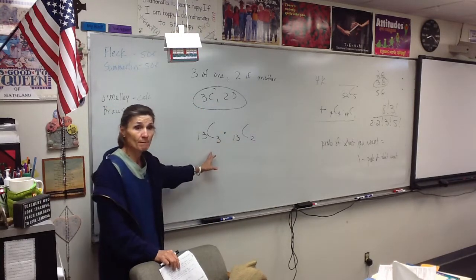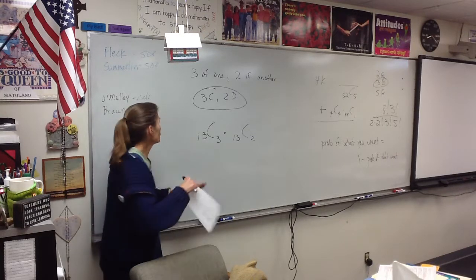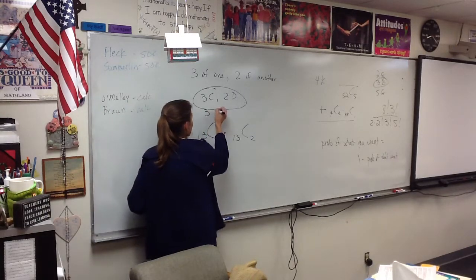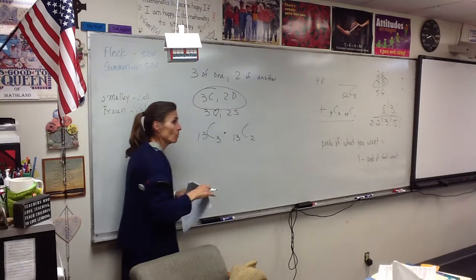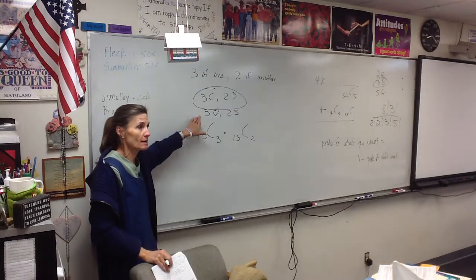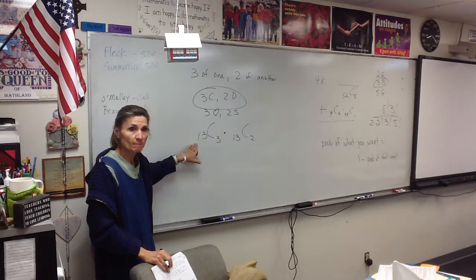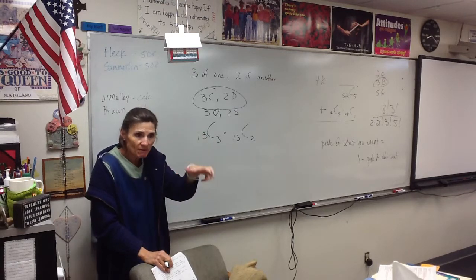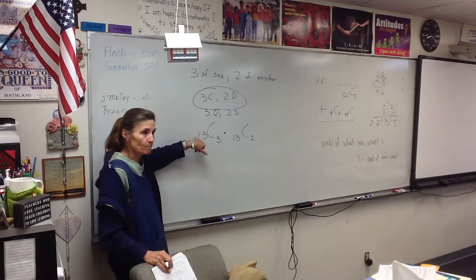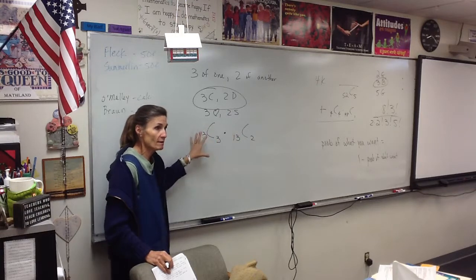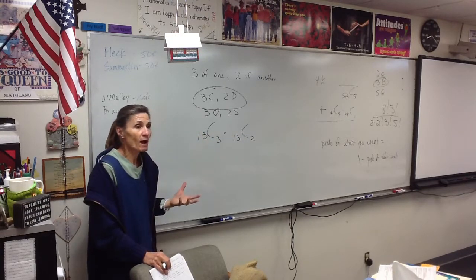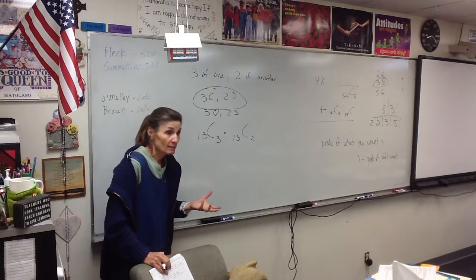Would everybody agree with that? Now, what if we were doing 3 hearts and 2 spades? What would that specific case look like? Same thing. So all of the specific cases would have this number. Would you agree with that? So what do we really need to figure out? How many cases there are?